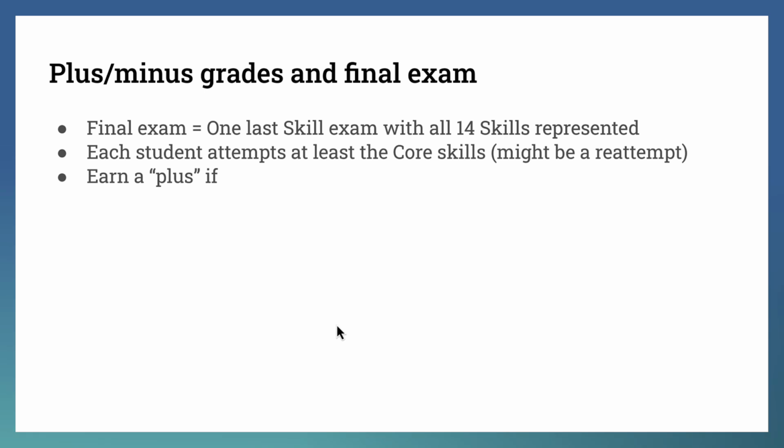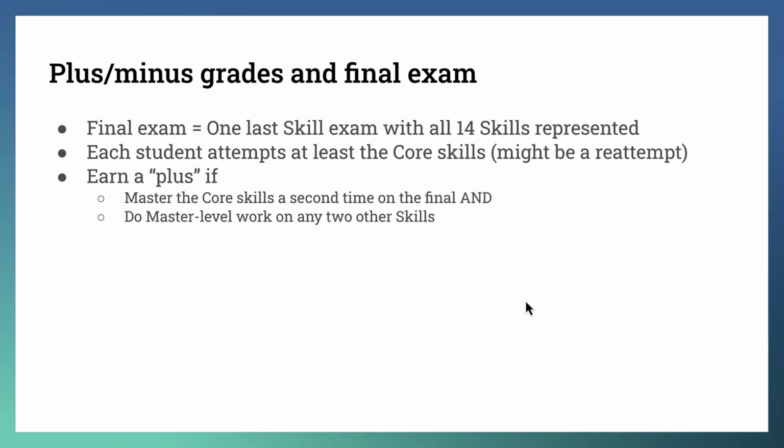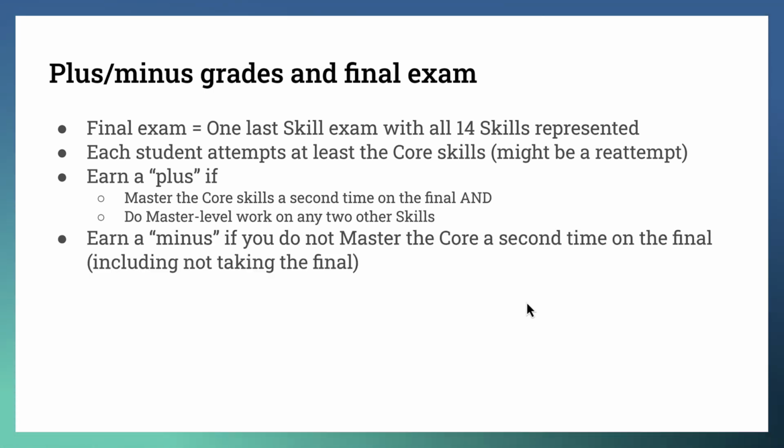The way that the final exam contributes to the course grade is through plus and minus modifiers. You will earn a plus on your base grade if you master the core skills, all 5 of them, a second time on the final, plus master any 2 others. So this is another attempt to show mastery level work on at least half the skills, including all 5 of the core. And you earn a minus if you do not master the core a second time on the final.